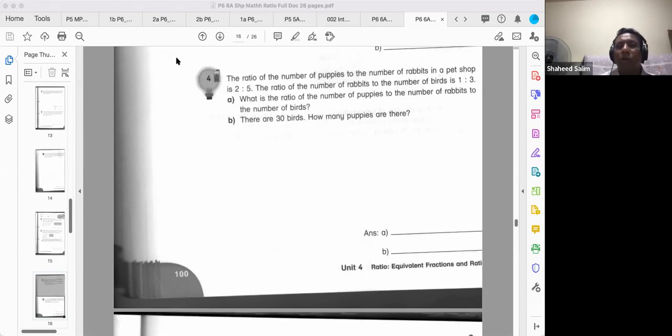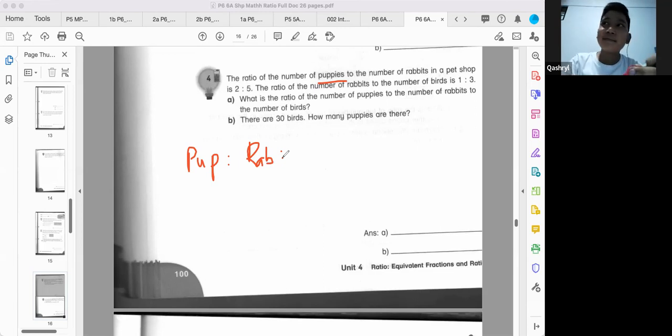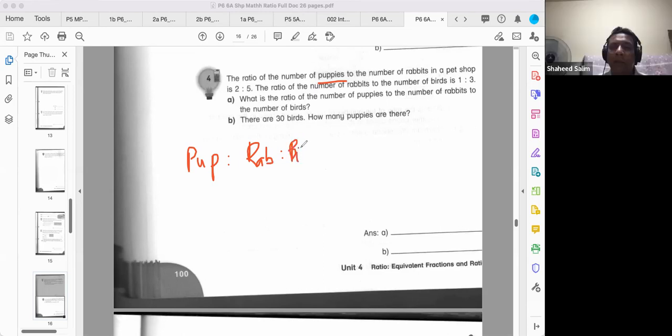Come on. All you need to do, boys and girls, is just to write down what animals they are. You have puppies. You can put P. Rabbits, R. What can still be reduced into a very big number. You can divide by 10. And then you have birds. So I'm going to write down now. The number of puppies to rabbits. Puppies to rabbits is 2:5.